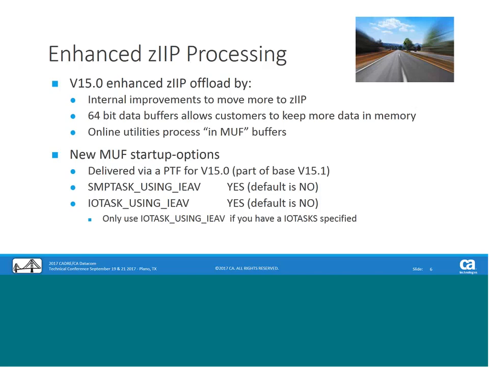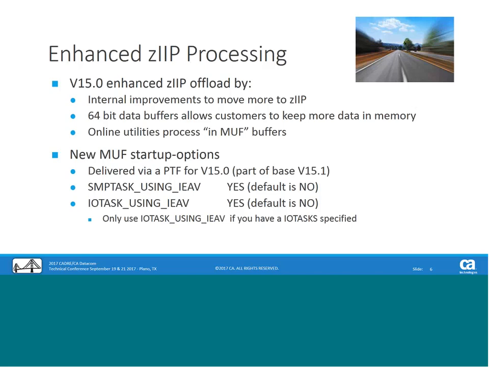However, what we noted was that there were still some things we could do to enhance the zIIP offload in 15.0. So we've done some internal enhancements to 15.0 that made more operations available to zIIP. We also did features in 15.0 that aren't directly zIIP connected. However, because you're doing things that are memory resident, like 64-bit data buffers, which allow you to keep more data in memory, a memory operation is zIIP-able.